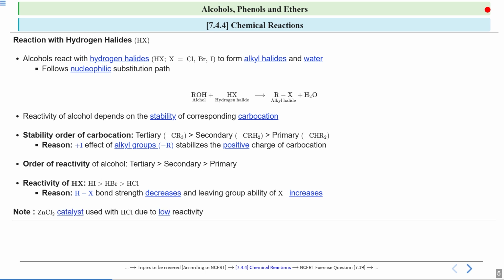And ZnCl2 catalyst is used with HCl because of its low reactivity. So here ZnCl2 is acting as a catalyst. Why? Because it is used along with HCl because of its low reactivity. So I hope you understood the reaction with the hydrogen halides.